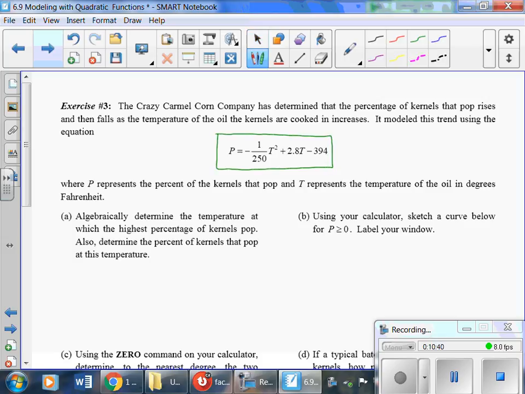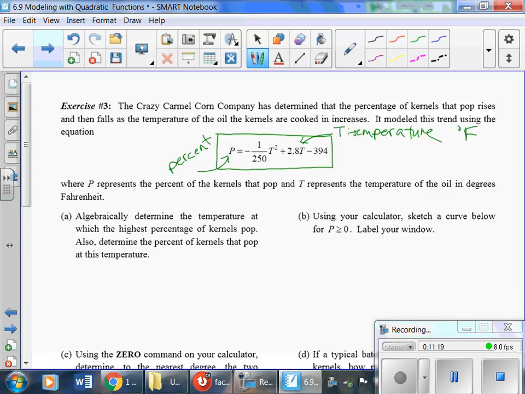All right? P represents the percent. So again, this is your paper. Mark it up. This is the percent of the kernels popped, and T represents the temperature of the oil in degrees. Okay, temperature in degrees Fahrenheit. That's kind of important. So algebraically determine the temperature at which the highest percentage of the kernels pop. Also determine the percent of kernels that pop at this temperature.